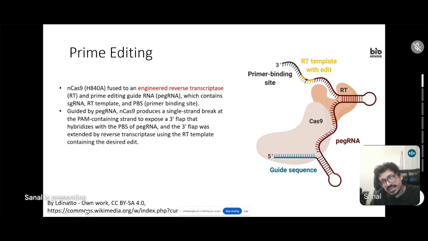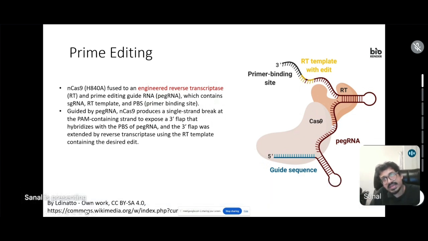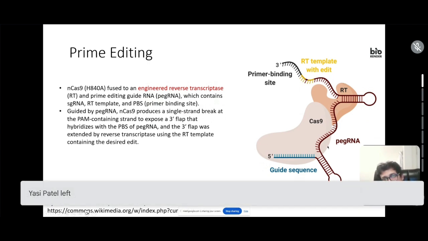Can you see the brown color? The pegRNA system is fused with a reverse transcriptase. This Cas9, in light brown, is fused with a reverse transcriptase. You will get a fusion protein, which is a Cas9 reverse transcriptase fusion protein.